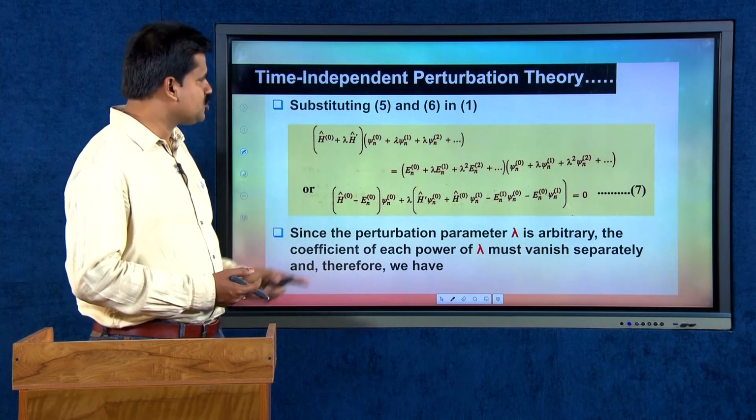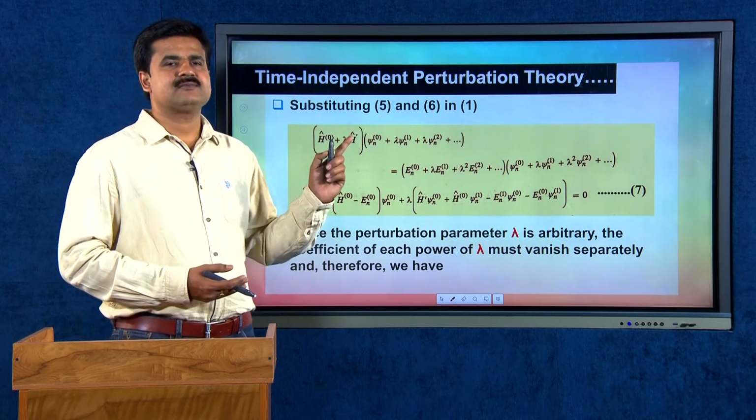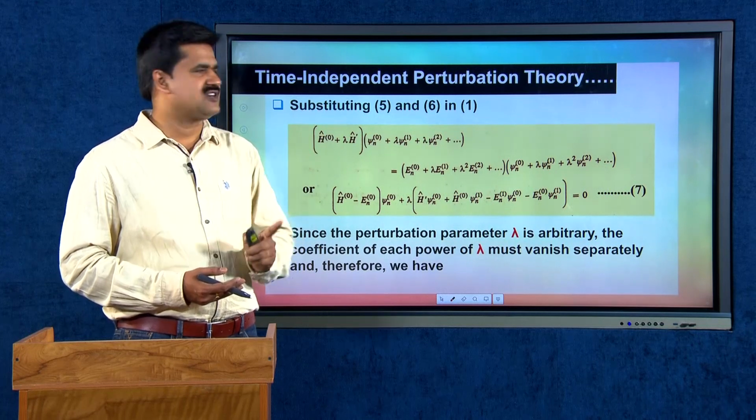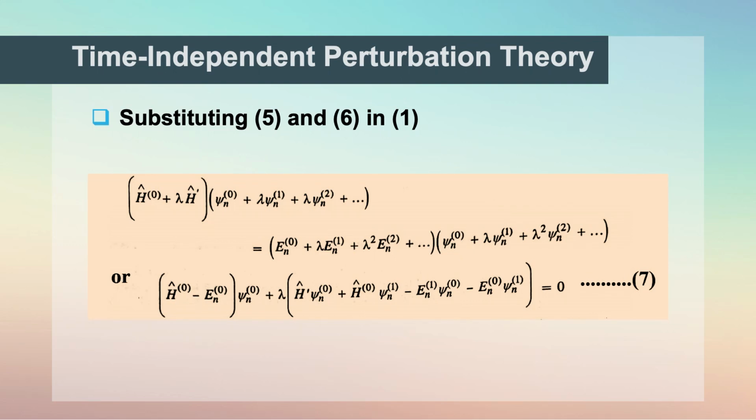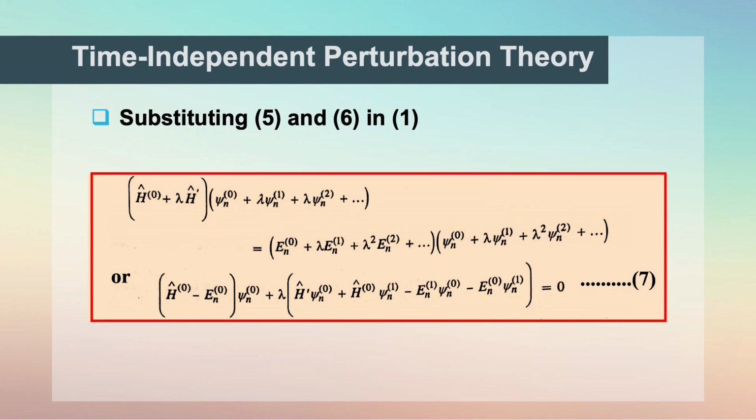Now, substituting equation 5, that is the expression for the wave function, and 6 in equation 1, we get h hat 0 plus lambda h hat dash into psi n0 plus lambda psi n1 plus lambda square psi n2, etc. equal to En0 plus lambda En1 plus lambda square En2 plus etc., multiplied by again psi n0 plus lambda psi n1 plus lambda square psi n2 plus etc.